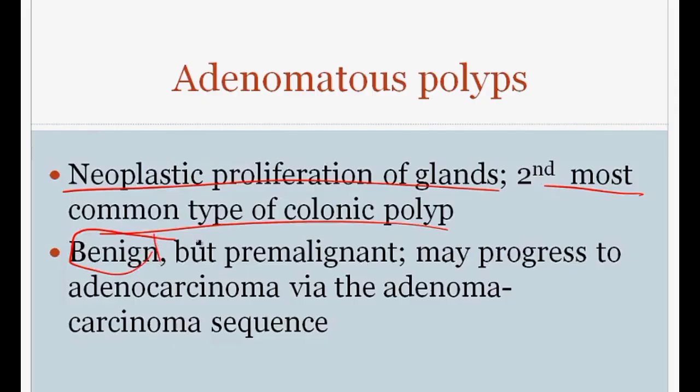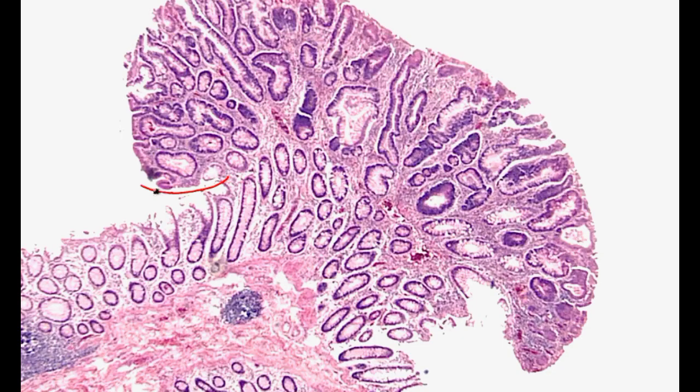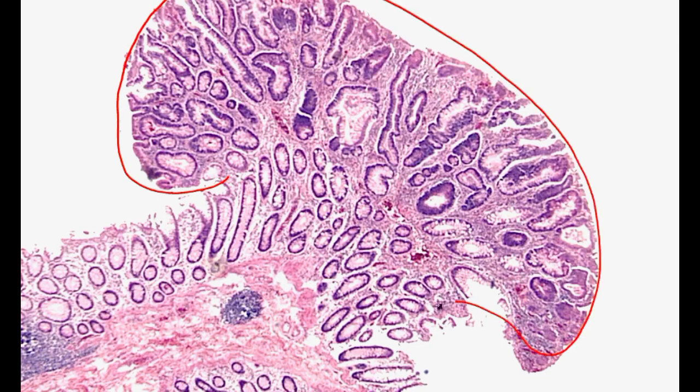It has the ability, were it to be left in a patient, to become cancer. So it is premalignant. And it could become cancer via something called the adenoma-carcinoma sequence. Now here's a picture of an adenomatous polyp. You can see this raised protrusion of colonic mucosa.